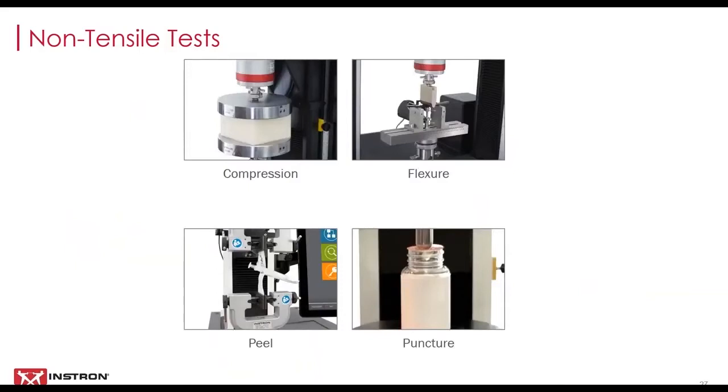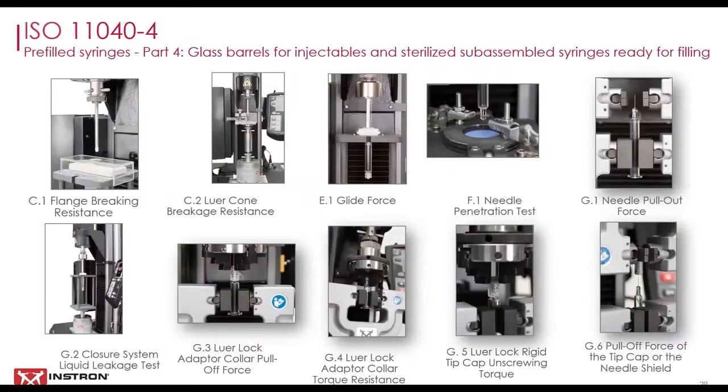We've covered some ideal gripping solutions for the biomedical industry, but of course, not all tests are tension. The 6800 system can also be set up with the necessary fixtures to perform tests such as compression, needle flexural strength, and peel and puncture testing on pharmaceutical and medical device packaging. Application-specific features are often required. Instron offers a range of these, some of which we'll look at now.